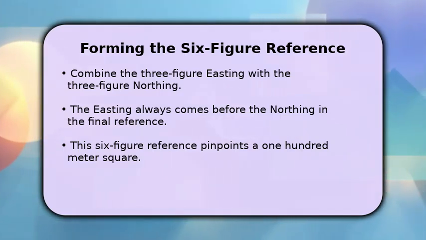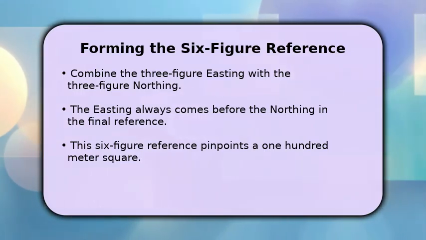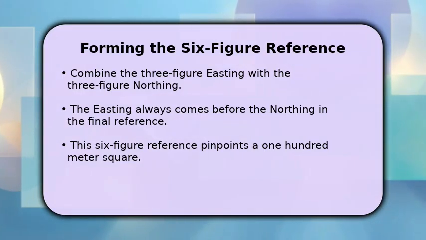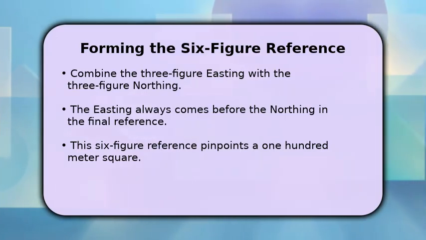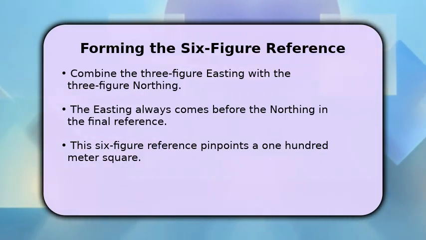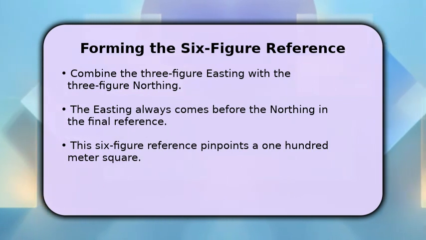Finally, combine your 3-figure easting with your 3-figure northing to form a complete 6-figure grid reference. Remember, eastings always come before northings. For example, if your easting is 345 and your northing is 678, your full reference is 345678. This precise 6-figure number identifies a 100-meter by 100-meter square on the map.